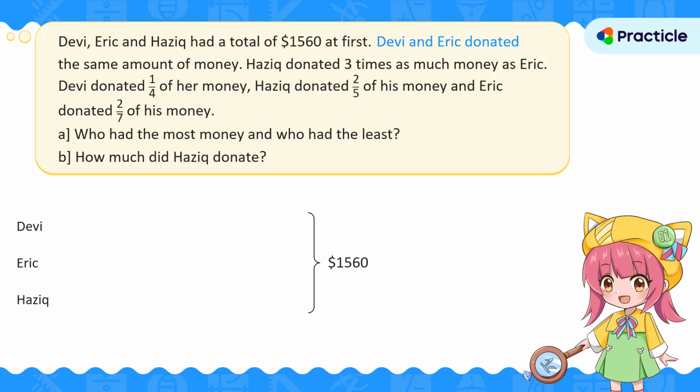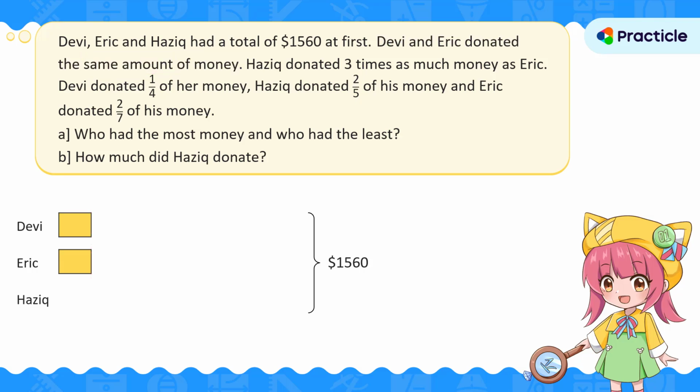Devi and Eric donated the same amount of money. Let's use this clue to start drawing the bar model. Since Devi and Eric donated the same amount of money, let's draw 2 bars for each of them and make sure that they're equally long.